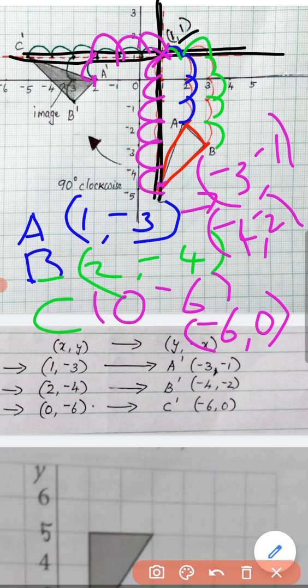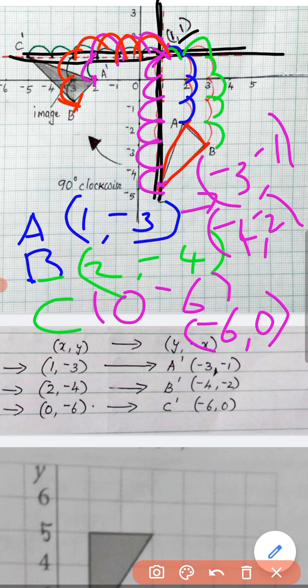Now find B dash. That is negative 4, negative 2. Negative 4 means on the x-axis 4 units to the left side. So start from here: 1, 2, 3, 4 units to the left. And negative 2 means 2 units down. So 1, 2. This is B dash. Clear?